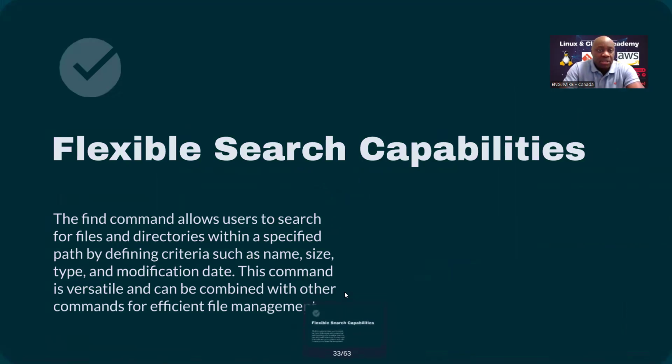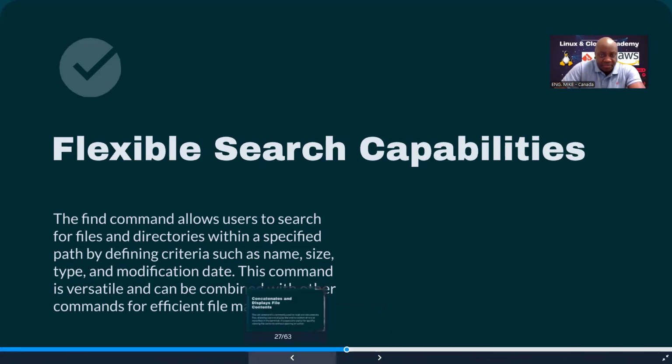Now, so flexible search capability. The next command we're talking about is the find command. The find command allows users to search for files and directories within a specified path by defining criteria such as the name, the size, the type, and modification date. This command is versatile and can be combined with other commands for efficient file management.